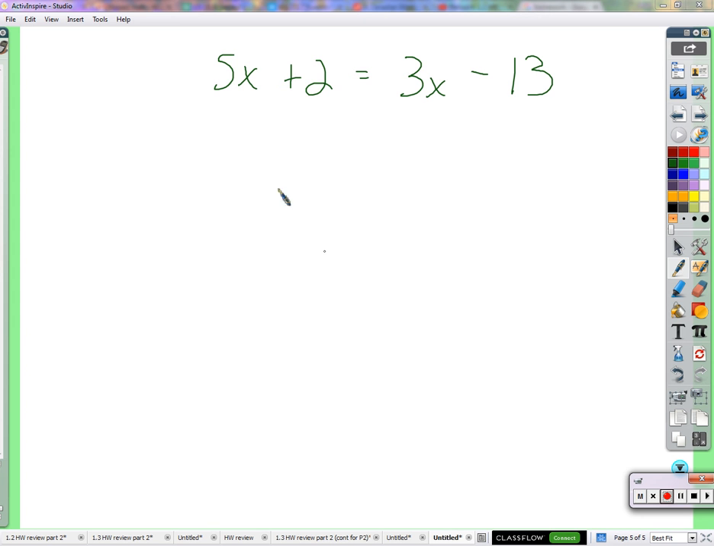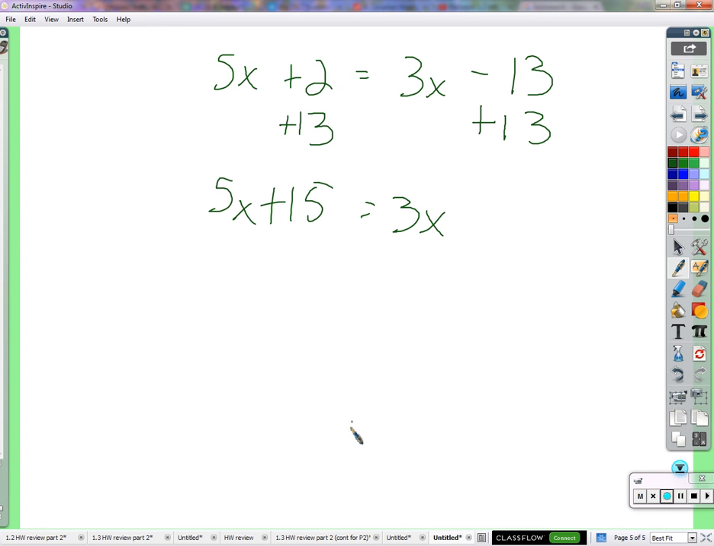Jasper, you could add 13 and get a 0 on that side. And add 13 on the other side. Okay. Add 13, get 15. So we've got 2x plus 2 plus 13, that's 5x plus 15. On this side we have 3x minus 13 plus 13, which is 0, so we just have 3x here. Yeah, that looks a little bit simpler, right? At least it's just variables and not numbers over on that side.